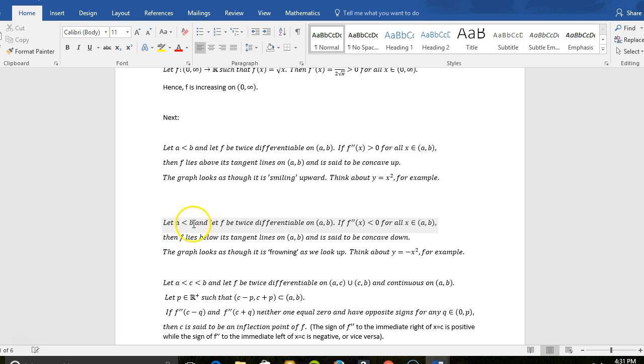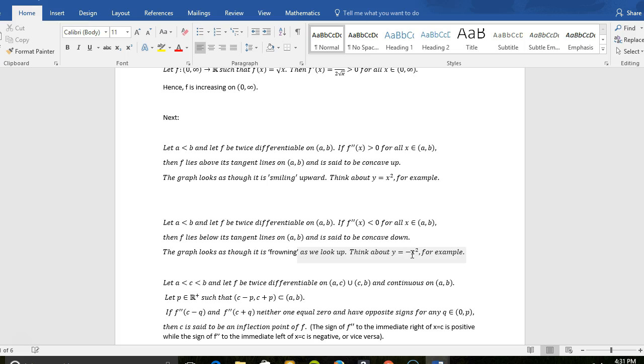Now, again, let a be less than b and let f be twice differentiable on the open interval ab. If f double prime is less than 0 for all x in the open interval ab, then f lies below its tangent lines on ab and is said to be concave down by definition. That's how we define concave down. The graph looks as though it's frowning. So think about y equals negative 1 times x squared, for example. That would be the upside down version of the standard parabola. Upside down parabolas look as though they're frowning.